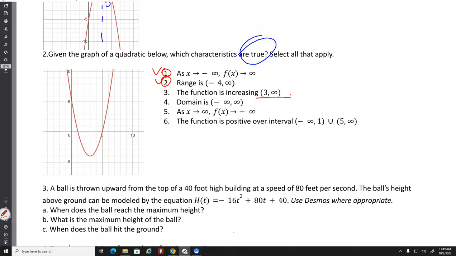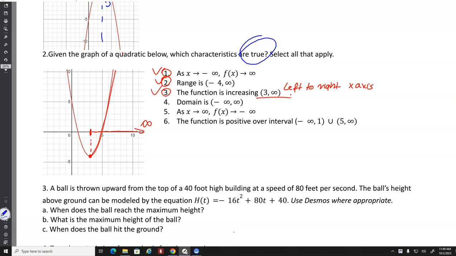Again, we're reading it left to right, and it's always on the x-axis. So it says 3 to positive infinity. Let's see. Here is where it starts and it goes up. This is correct.